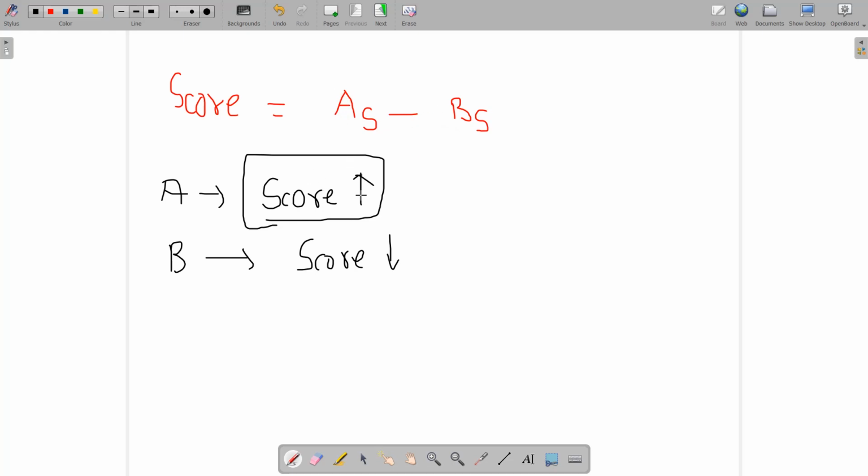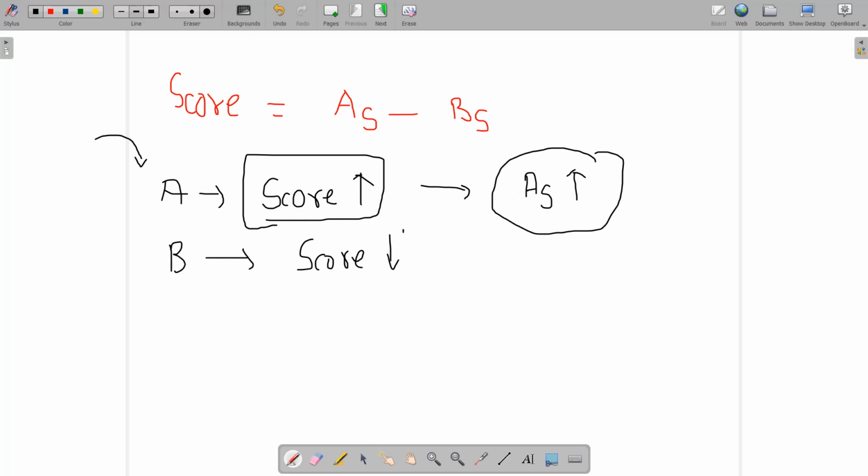And if it is going to be increased according to the strategy of Alice, you can easily see it can be possible only when AS increases to a larger extent. Also BS can be decreased, but BS is not in the hand of Alice. Okay, so I am going to focus over AS. That is, the score difference can be increased if AS is increased according to Alice.